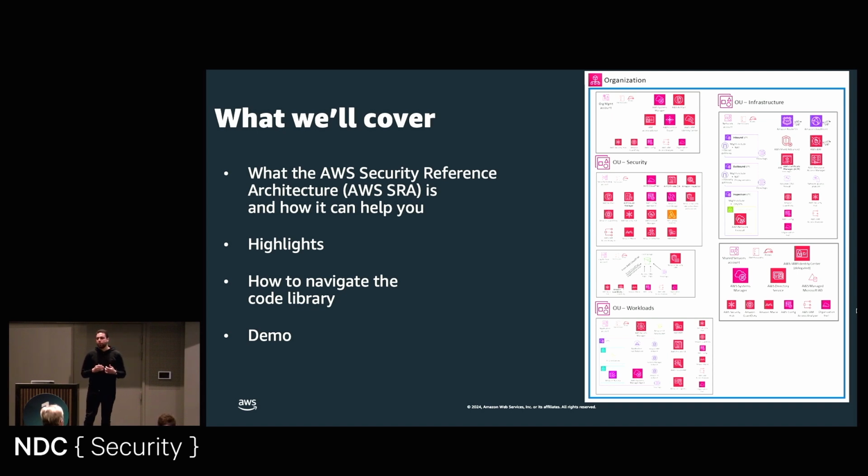Next, I will navigate you through the code library of the solution. So this solution doesn't only offer an architecture and recommendations, but it also comes with a code repository that can help you to deploy the solution. And finally, we'll take some time to go through a demo to show you how you can deploy the AWS SRA step by step to see how it works in action. By the end of the session, you will have a solid understanding of how the AWS SRA works, and how it can be used as a strategic blueprint to deploy, configure, and manage AWS security services in a multi-account environment.